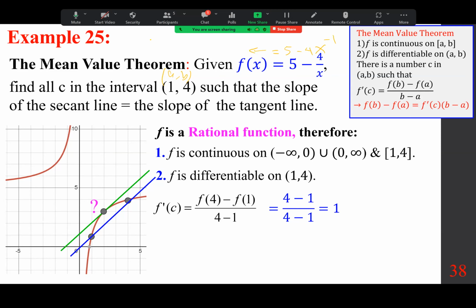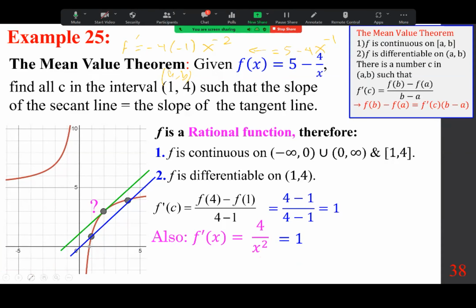If I want to differentiate this, I get minus 4 times minus 1, x to the power of minus 2. So positive 4 x to the power of negative 2, or 4 over x squared. We are going to set this equal to 1. And I hope you see that means x squared is 4 if I do the cross product.